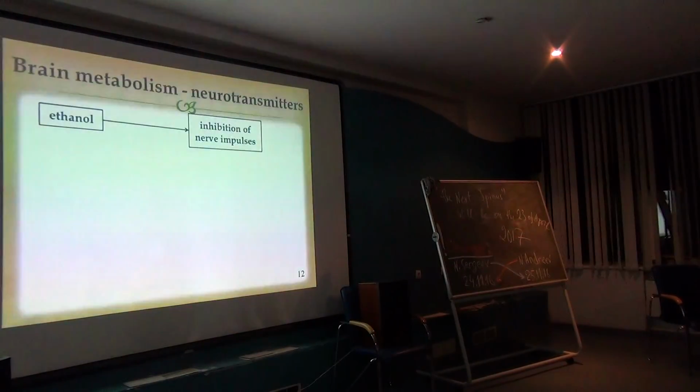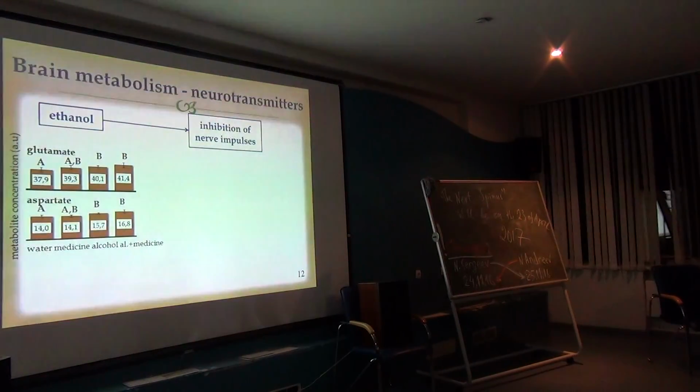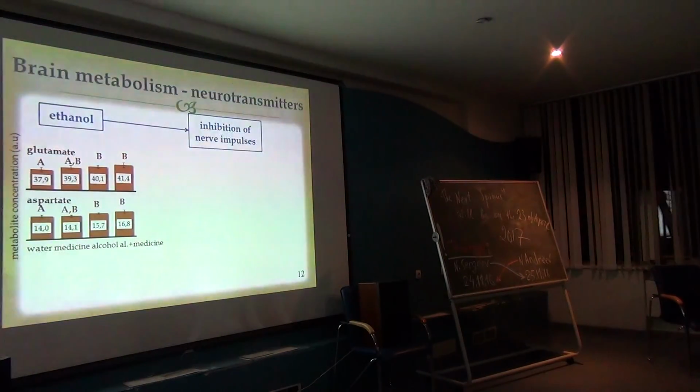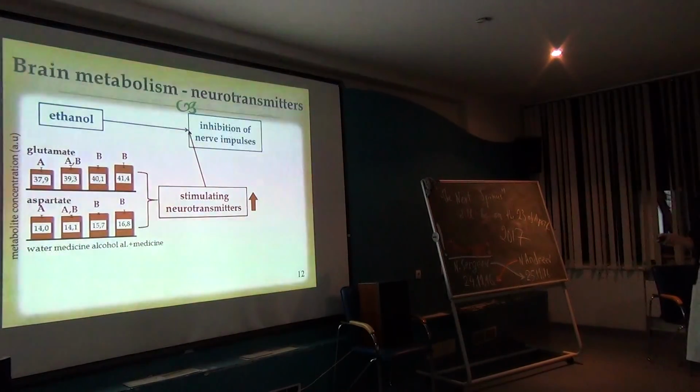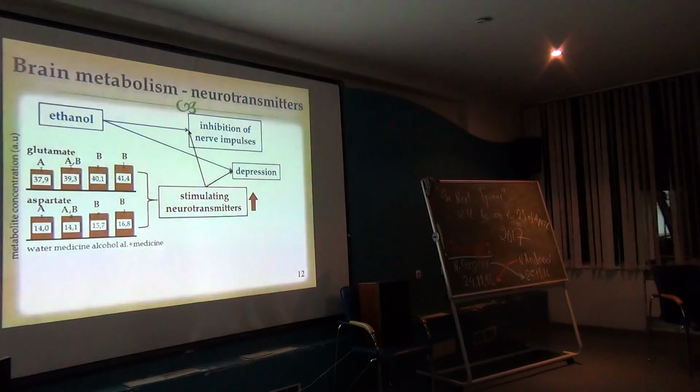It is known that ethanol leads to inhibition of nerve pulses. And we found that neurotransmitters like glutamate and aspartate increased in concentration in the brain. So it is a reaction of the brain, because they are stimulating neurotransmitters, trying to increase nerve impulses. Also, ethanol, according to the literature, leads to depression. And according to other articles, an increased amount of this neurotransmitter also leads to depression.